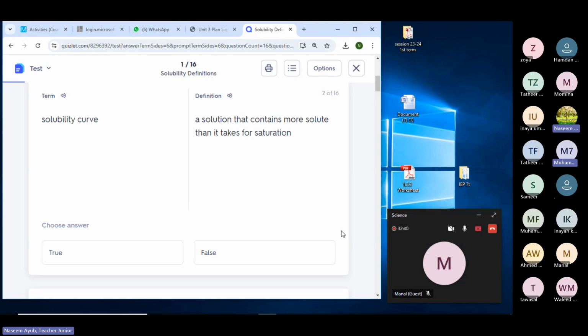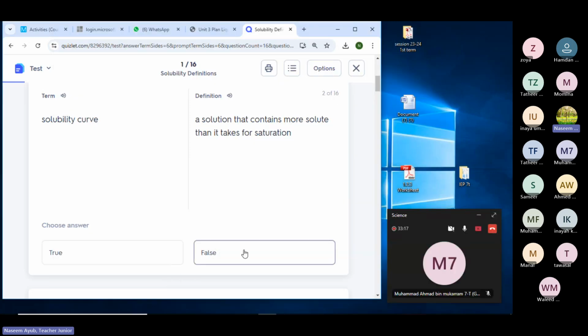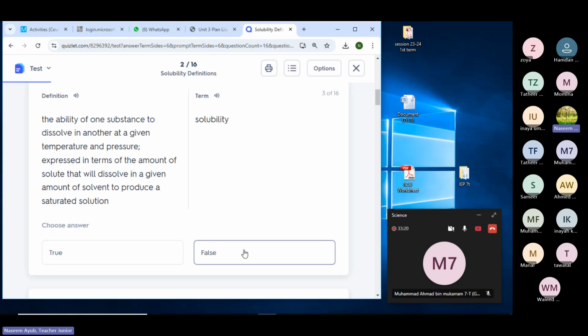Ma'am, I can't see the screen you are showing. You can't see the screen. Okay. Not all of you can see the screen, beta. Please acknowledge. Ma'am, it is false, because it is a saturated solution that contains more solute than the solvent. Okay. So you are saying this statement is false? Yes, ma'am. All right. Let me just see. Yes, it was false.